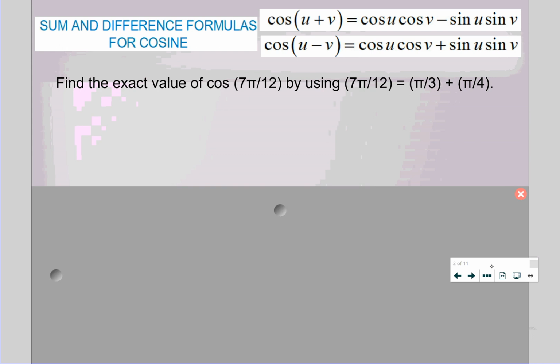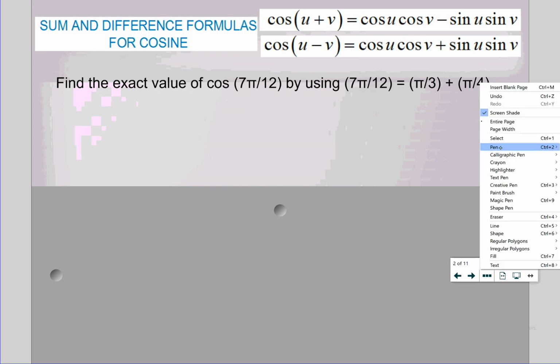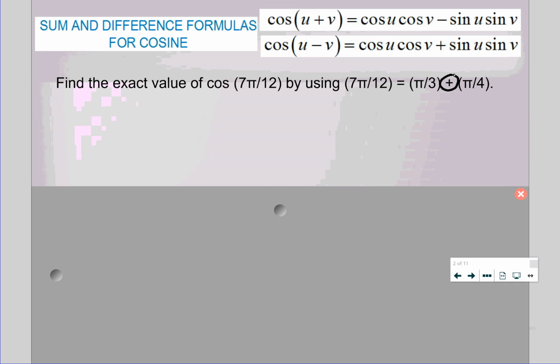Find the exact value of cosine 7 pi over 12. So 7 pi over 12 is not on our unit circle, but they're giving us a little hint here. They're saying 7 pi over 12 is pi over 3 plus pi over 4. Because it's plus, I am using the identity that has the plus in the parentheses. If I was subtracting my angles, I would use the identity that has the minus in it. So we are finding cosine 7 pi over 12, and they're saying it is the same as pi over 3 plus pi over 4. If you add those together, you get 7 pi over 12.